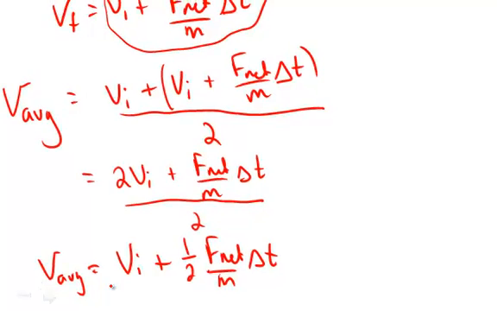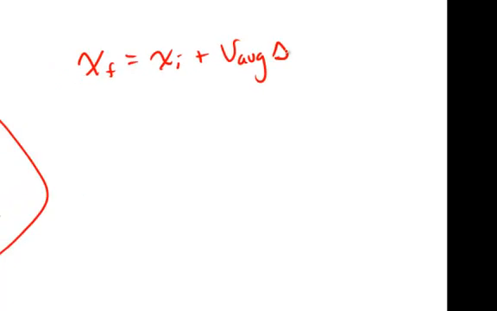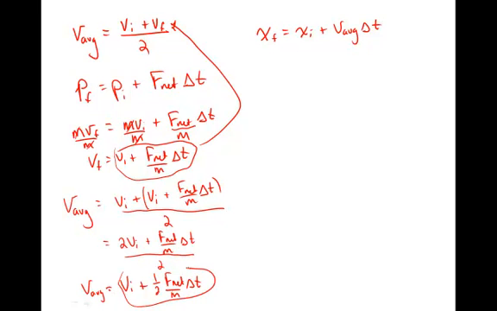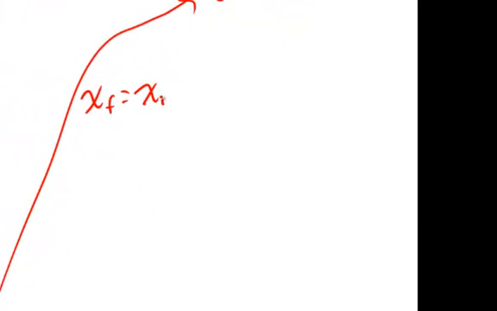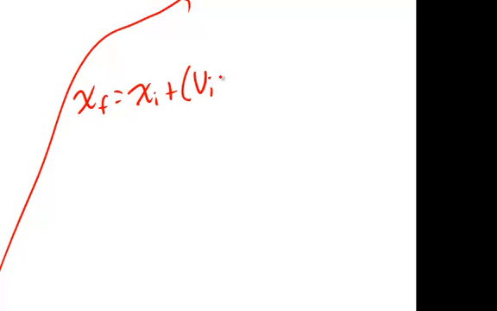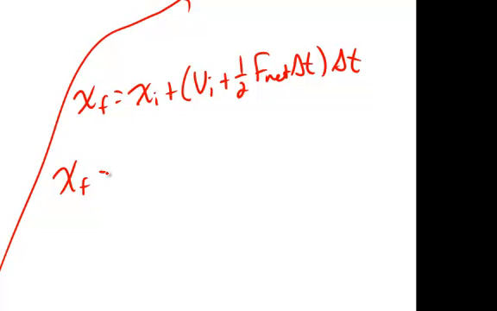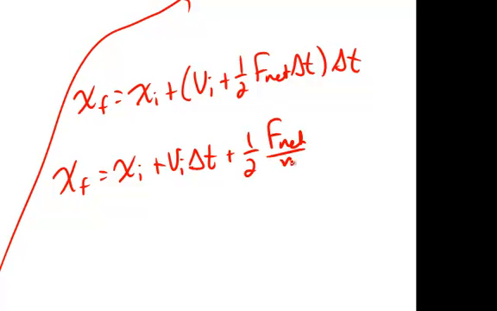Now I want to plug this into my position update equation, x final is equal to x initial plus v average delta t. So sticking this in for v average, we get that x final is x initial plus v initial plus 1/2 F net over m delta t, times delta t, and distribute the delta t through. We get x final is x initial plus v initial delta t plus 1/2 F net over m delta t squared. Forgot an m there.